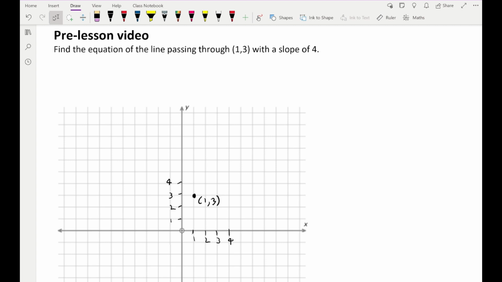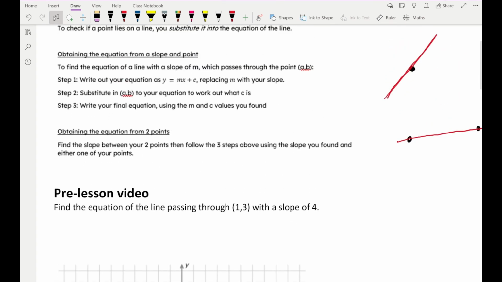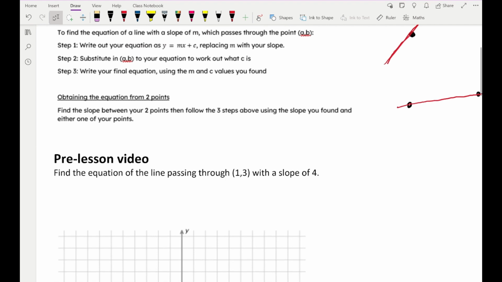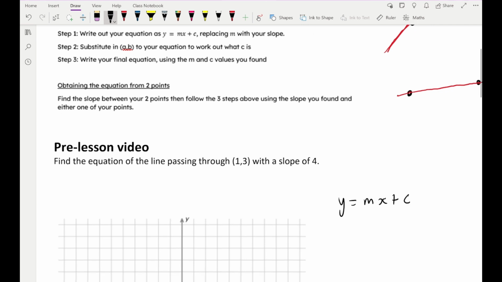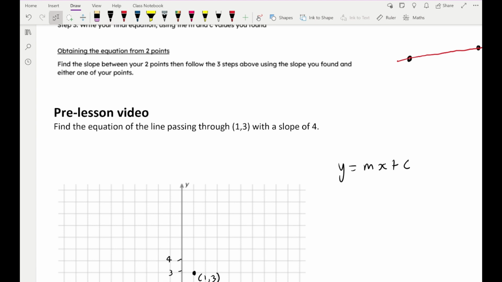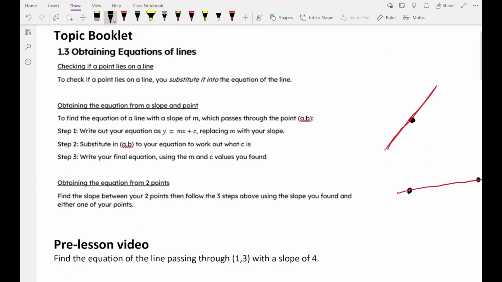So basically what you do is you follow these steps. We want to write out the equation as y = mx + c first, just like that. Now, knowing that m is the slope of the line, and we already have the slope of the line, I'm just going to replace m with 4 because we already know it's 4. That's all that I've done there. So we've done step 1.